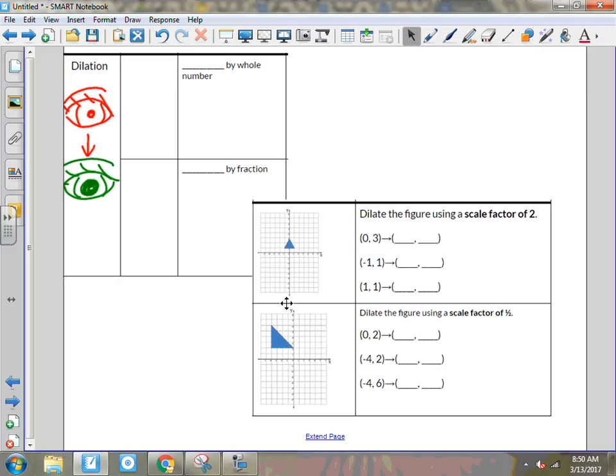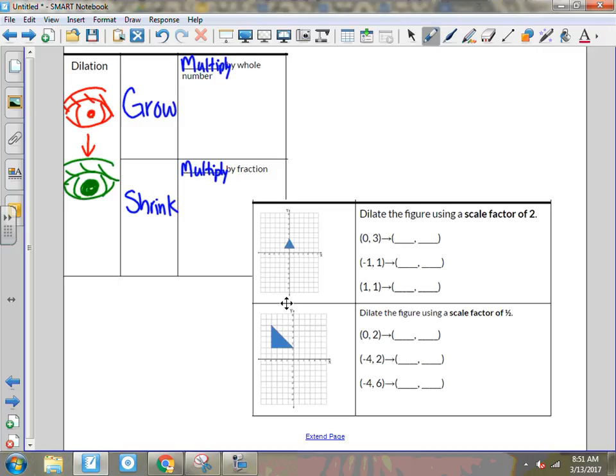All right, so again, this is going to be to grow and to shrink. So you can go either direction here. Either you get bigger or you get smaller. In both cases, our shortcut is going to be to multiply. If you are multiplying by a whole number, it's going to grow into a bigger shape. If you multiply by a fraction, it's going to shrink into a smaller shape. And we can see that with our numbers.